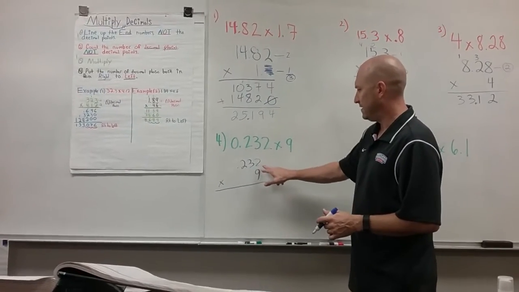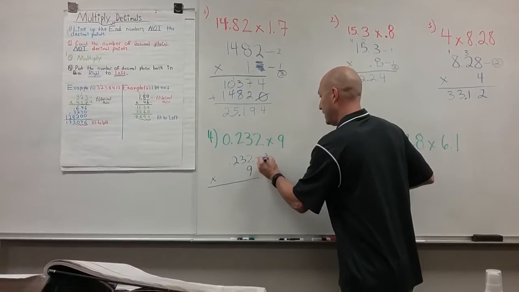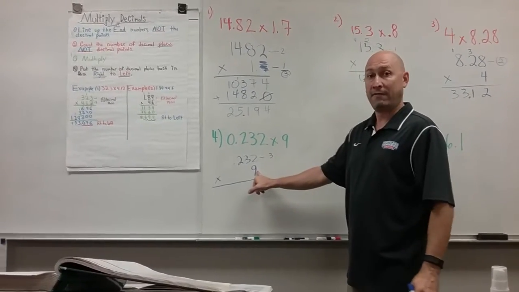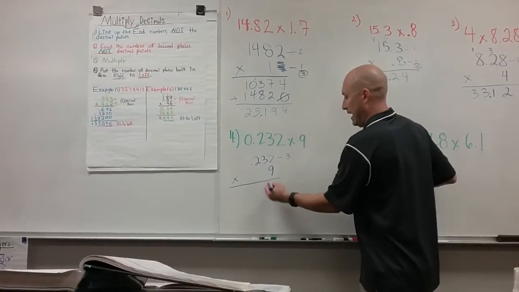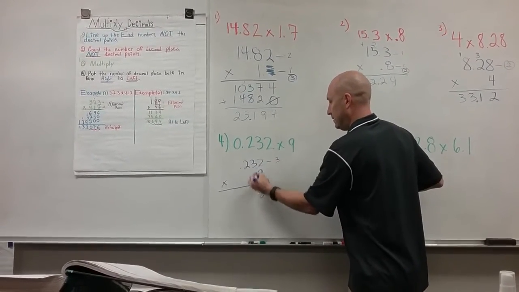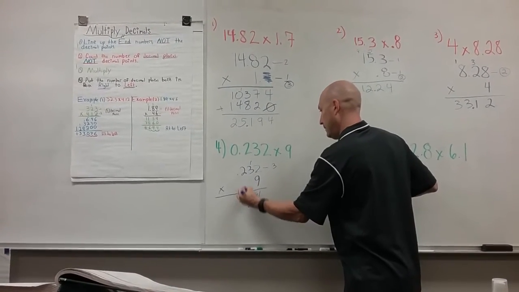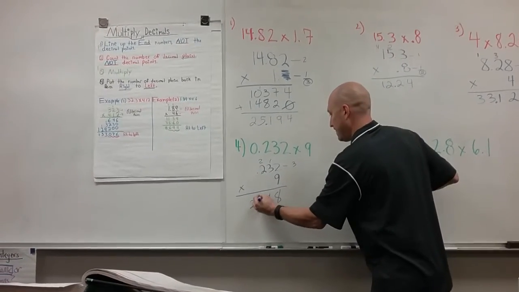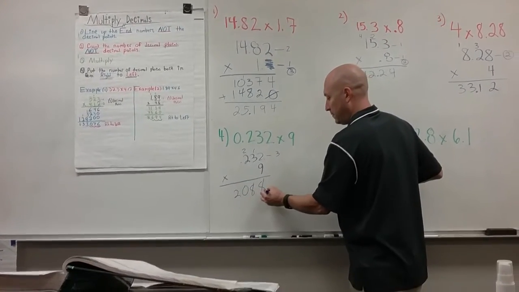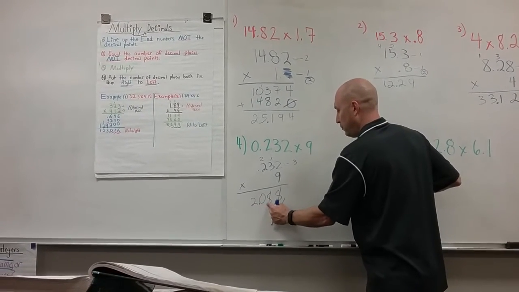So I'm going to ask myself, how many digits do I have here to the right of the decimal place? I have 3. I have a whole number here, so I have no digits, and I'm going to multiply. 9 times 2 is 18. 9 times 3 plus 1 is 28. 9 times 2 is 18, plus 2 is 20. And I put 3 decimal places back in at the end. My answer is 2.088.